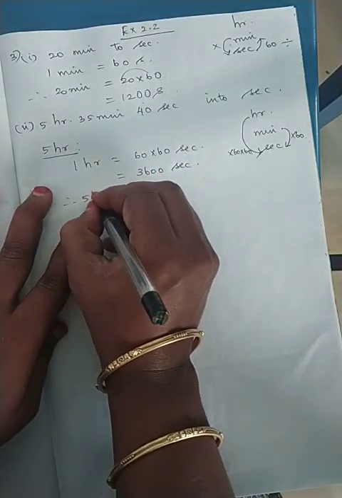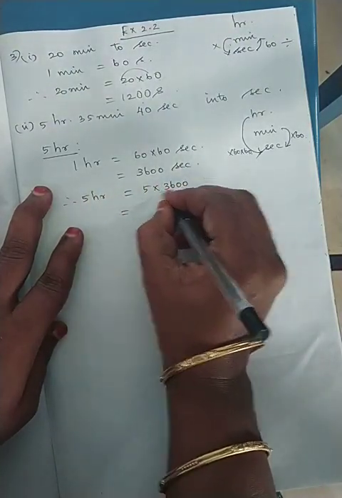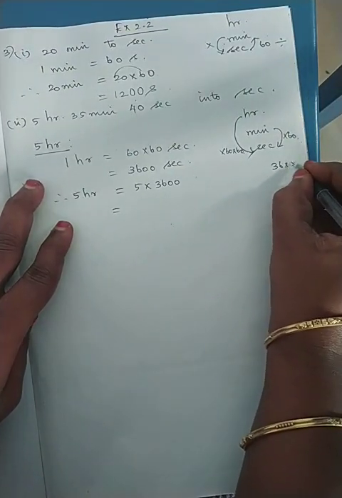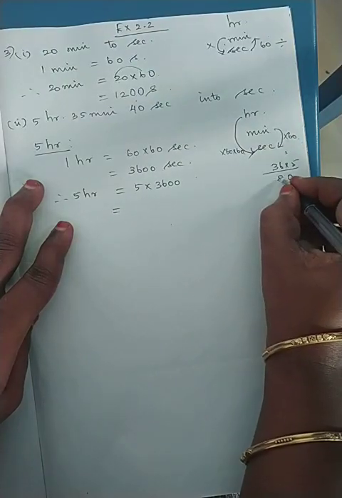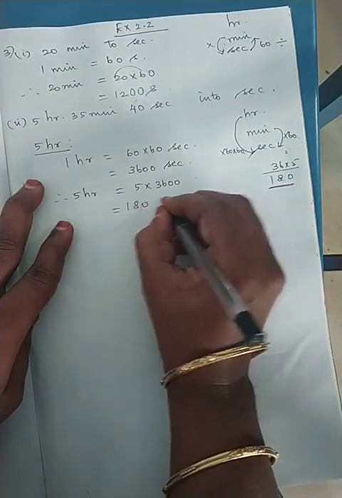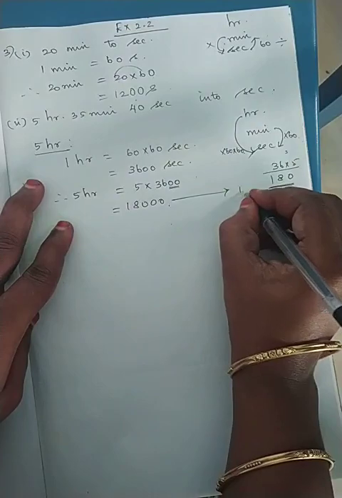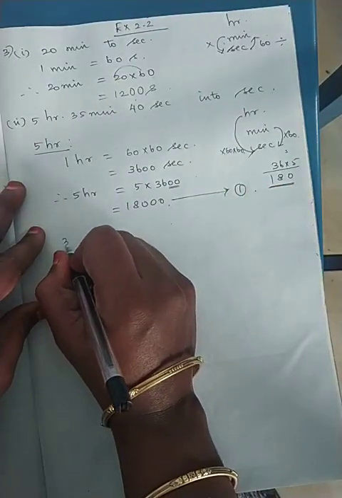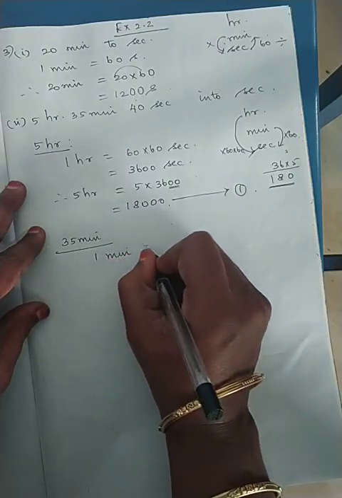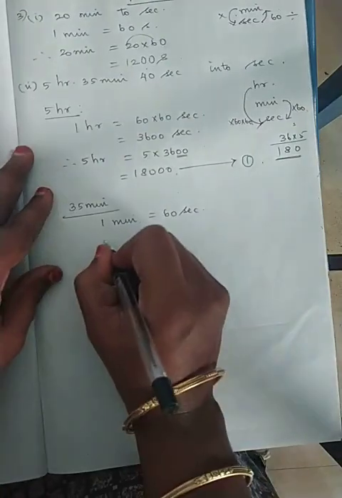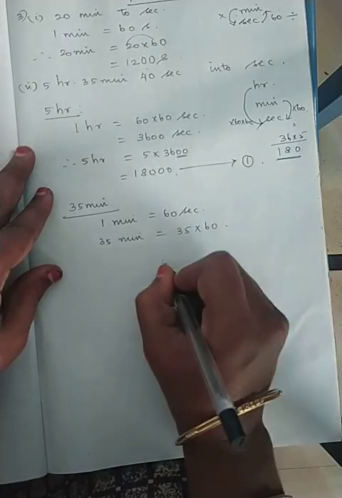So therefore 5 hours will be equal to 5 into 3600. That is first multiply 36 into 5. 6 5s are 30, 3 5s are 15 plus 3, 18. First write this 180. Then simply you add these two zeros after this. So first one you write this as 1. Now coming to 35 minutes. I can write 1 minute equal to 60 seconds. So 35 minutes will be equal to how many seconds? 35 into 60, which is what?